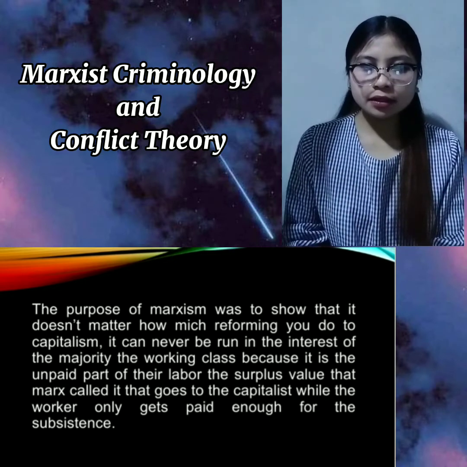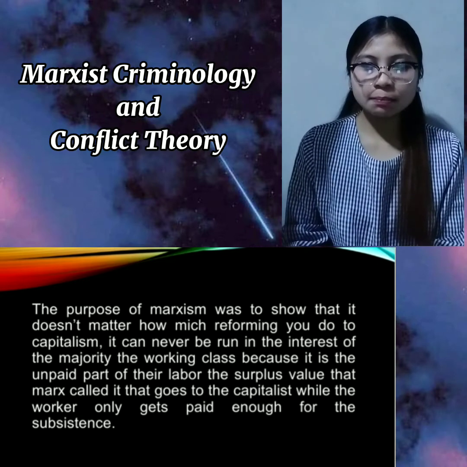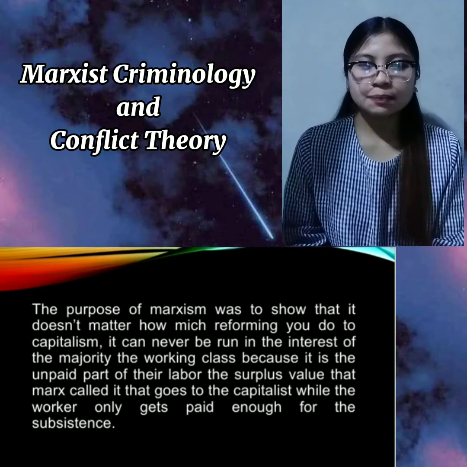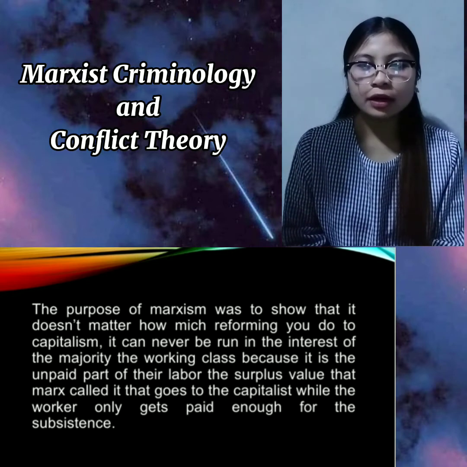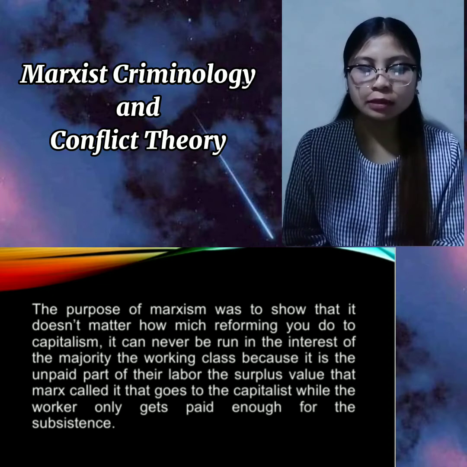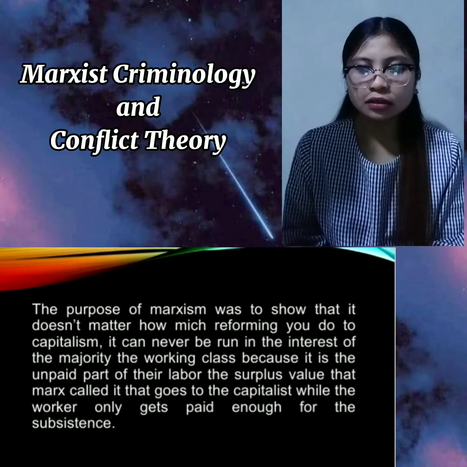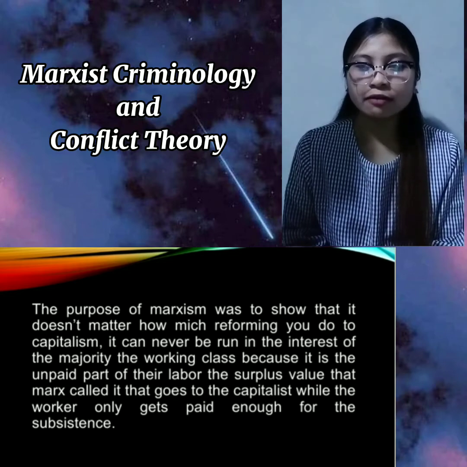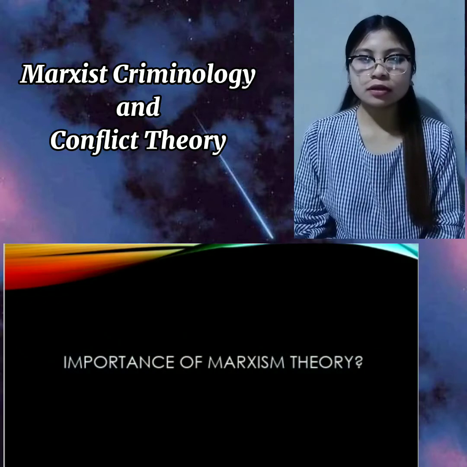The purpose of Marxism is also to show that over time, the lot of workers does get better in material terms. But they are nowhere near as well off compared to their employers, and the gaps between them forever increase. Next, the importance of Marxist theory.